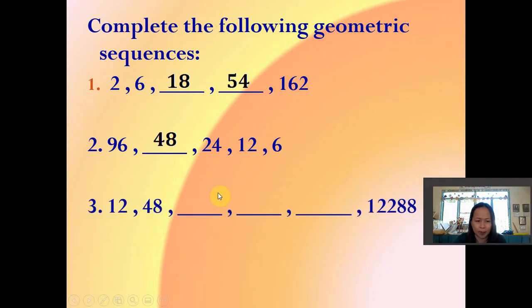Okay, how about number 3? We have 12, 48, and then we have 3 missing terms, and the last term is 12,288. So here, what is our common ratio? That is 4, since 48 divided by 12 is 4. So we will multiply 48 by 4, and that is 192. Multiply it by 4, and that is 768. Times 4, and that is 3072. So therefore, our missing terms are 192, 768, and 3072.